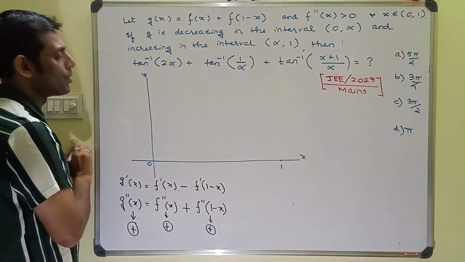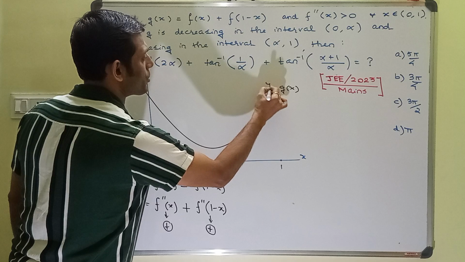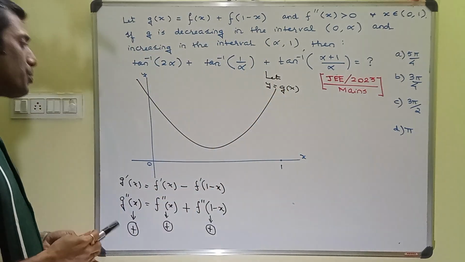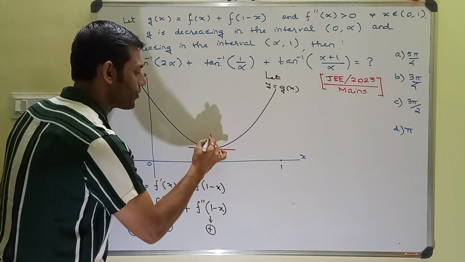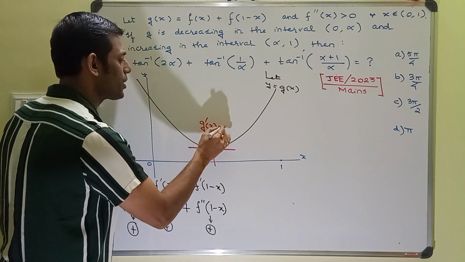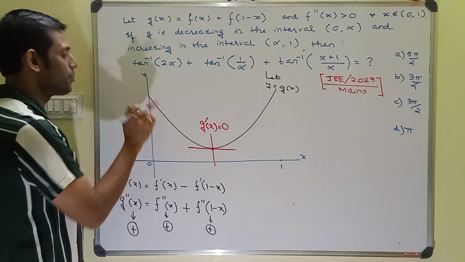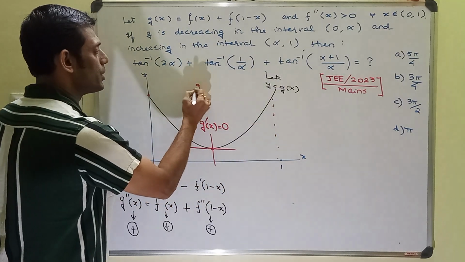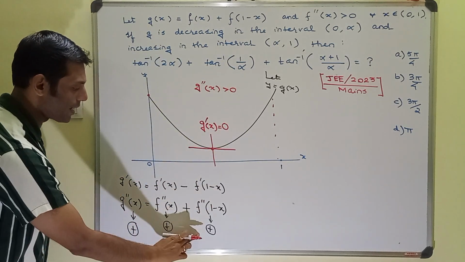And if g is producing a minima, let's assume this is the g of x function. Now, this minima is going to have a zero slope somewhere. This is the position where g dash of x is equal to 0. But in the entire interval from 0 till 1, from here till this point, g double dash of x is greater than 0 because of this calculation.